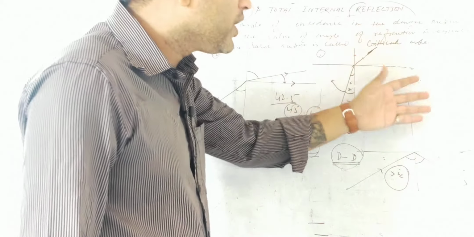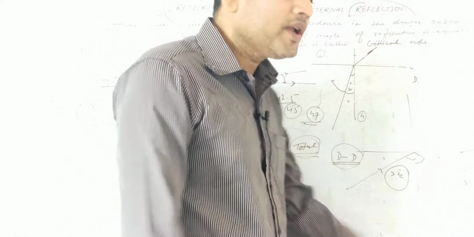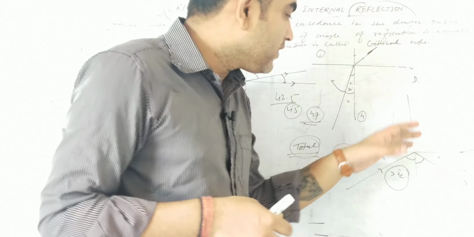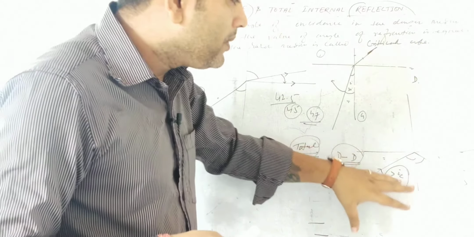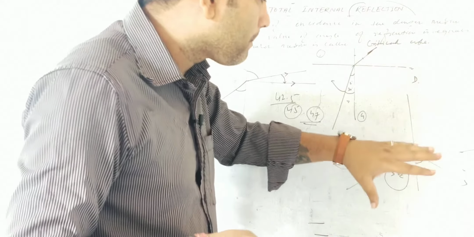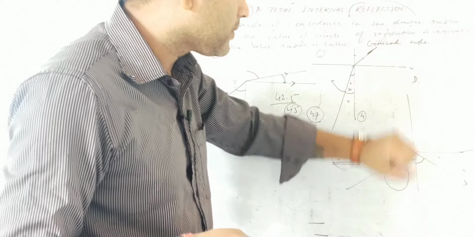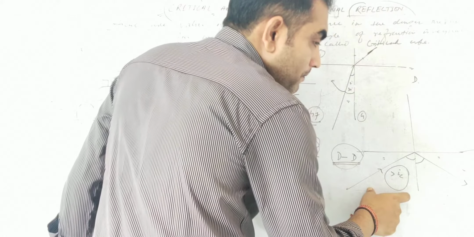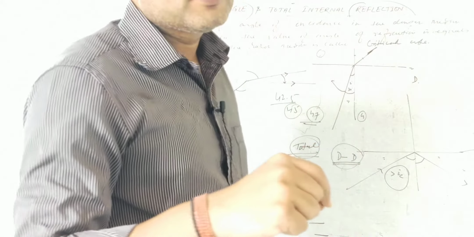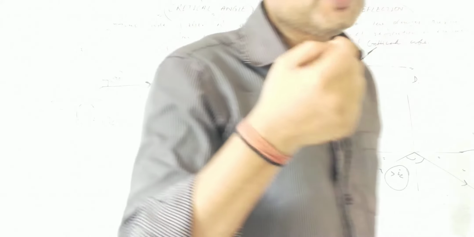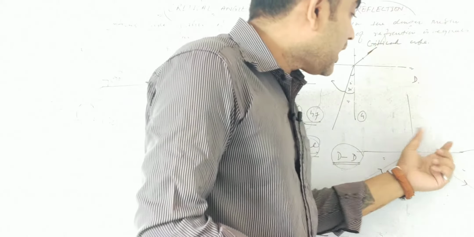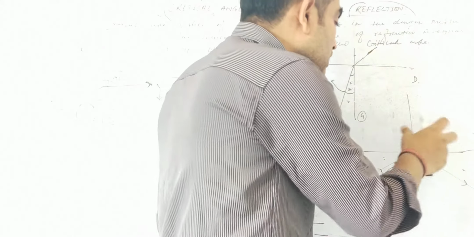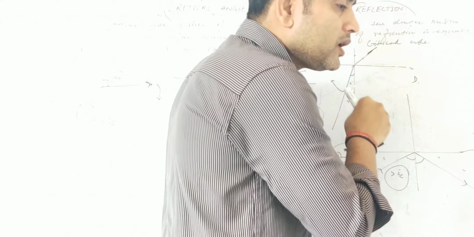So if we need to give the definition, and then we will come to the conditions required. What will be the definition of total internal reflection? Whenever light travels at an angle greater than the critical angle from the denser medium, the whole of the light gets reflected back in the denser medium. That is said to be total internal reflection.